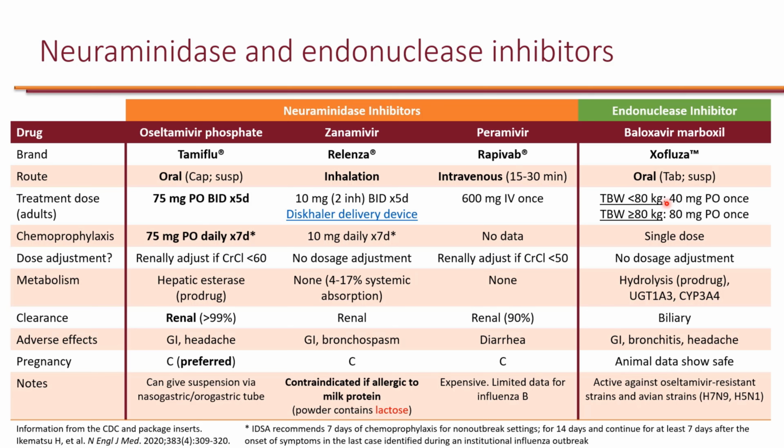Now, recently, baloxavir or Xofluza was FDA approved. It is an oral formulation that's available as a tablet or a suspension. Note that the dosing is based on body weight. So if someone, including children over the age of 12 years, weighs less than 80 kilos, a single dose of 40 milligram is recommended, whereas anybody with body weight of 80 kilos or higher will require a single dose of 80 milligram. It is also a single dose, same recommendation for chemoprophylaxis, so it's convenient that it's just a single dose and no dosage adjustment is needed.